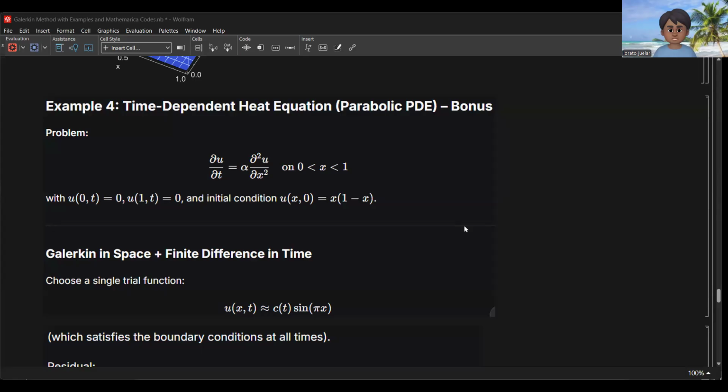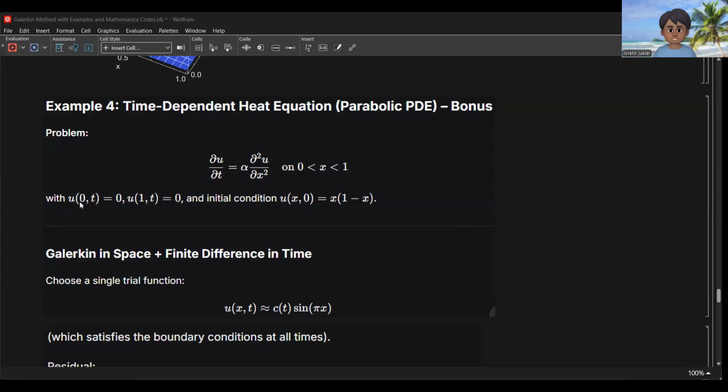Example number 4, time-dependent heat equation, parabolic partial differential equations. So we have the problem here: the partial of u with respect to time t equals alpha times the second partial of u with respect to x. So we have the domain of x from 0 to 1 here.